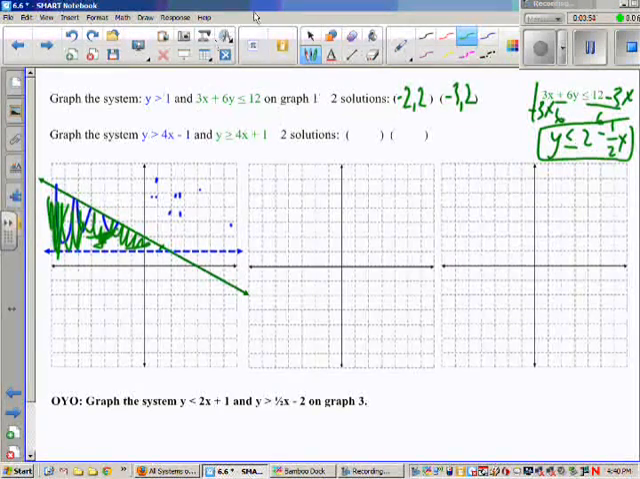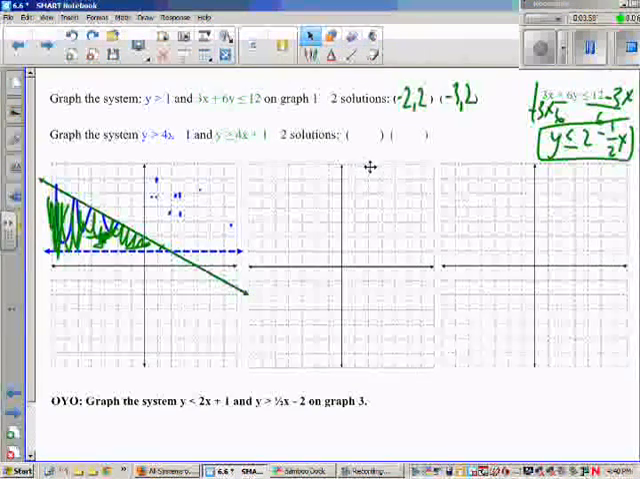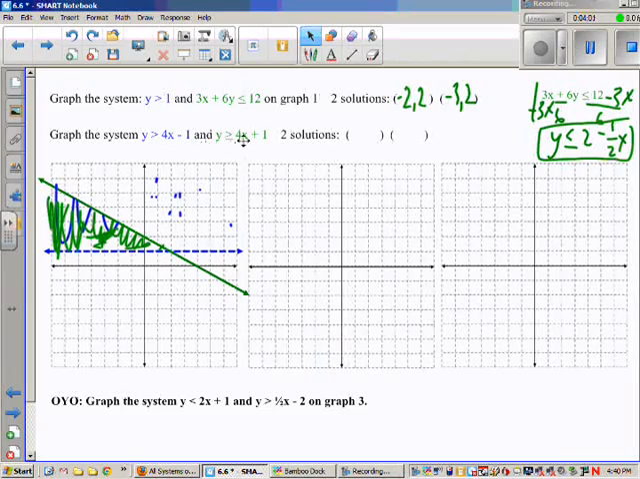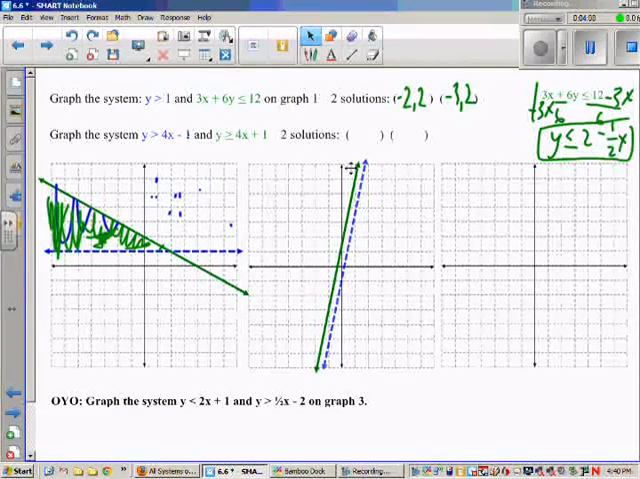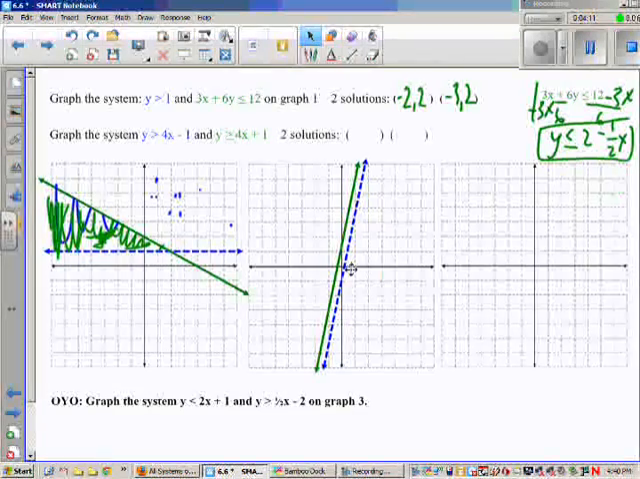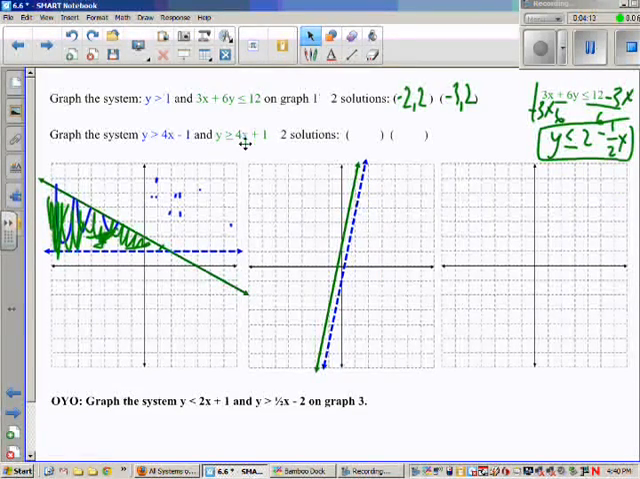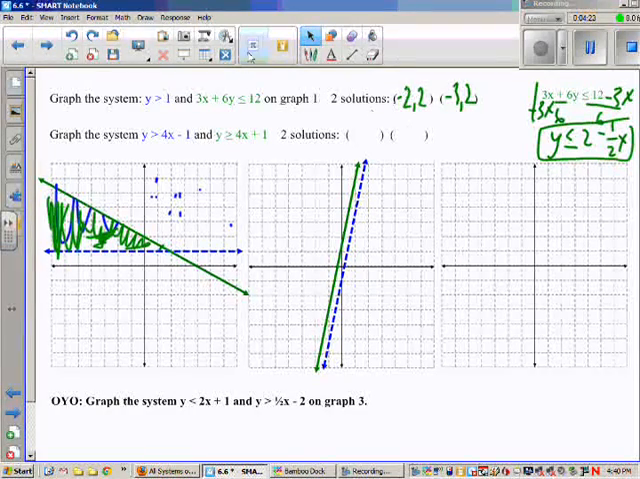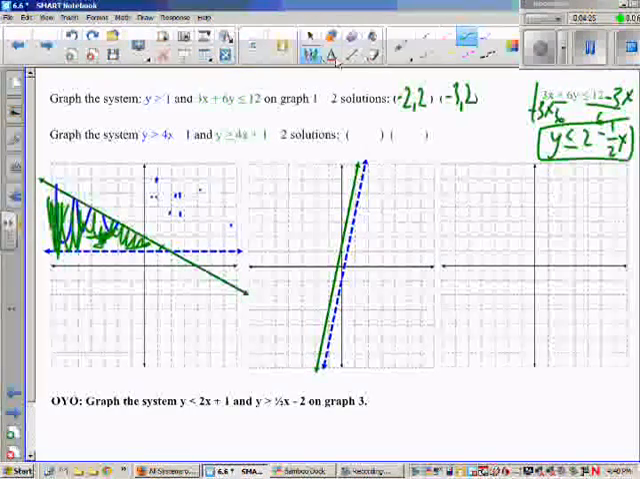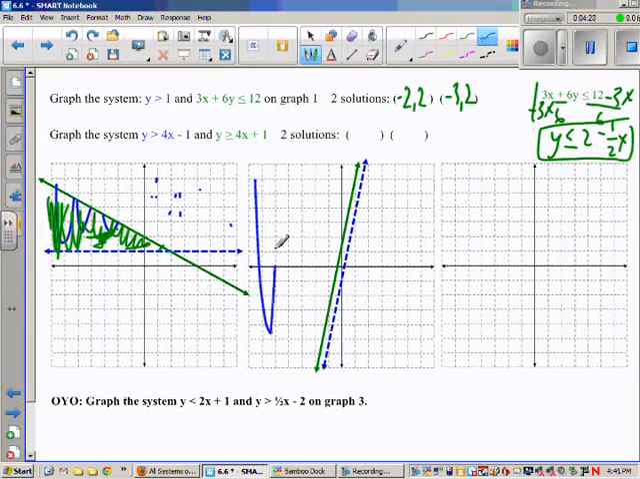We'll graph the second system here. I'm going to ask you to try it on your own and then have a look at it. Okay, when we graph y greater than 4x minus 1, we graph it like a line. The blue here goes through the y-intercept of negative 1. The second is y greater than or equal to 4x plus 1. Same slope, different y-intercept, and this one shades above for the green. And we shaded above for the blue. So the blue shades above.